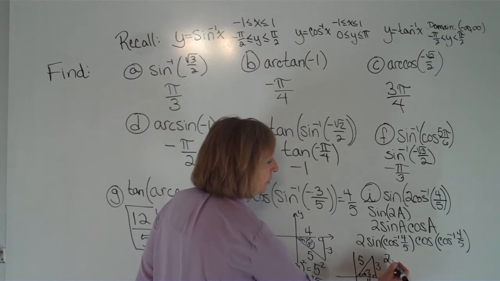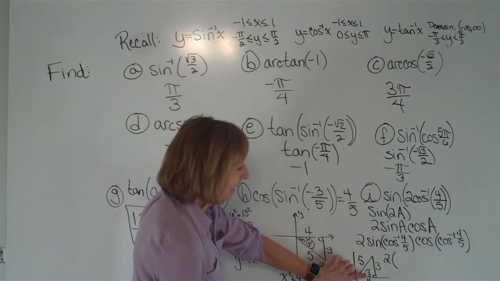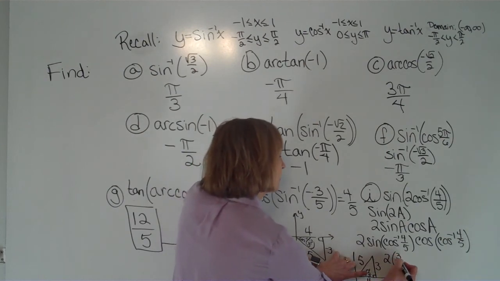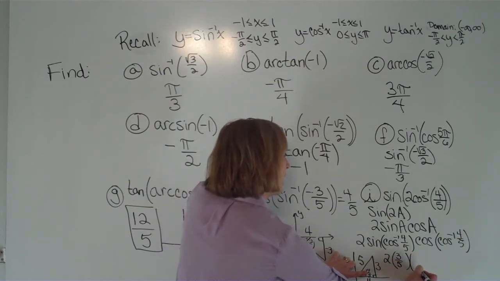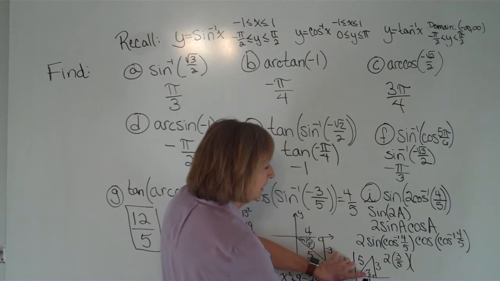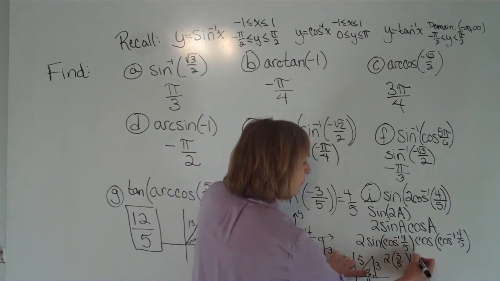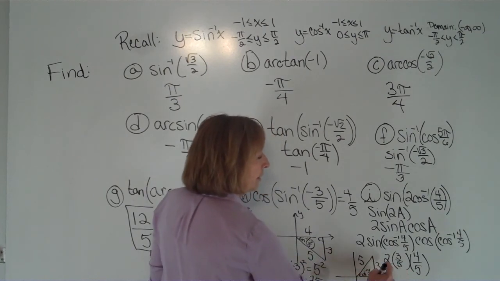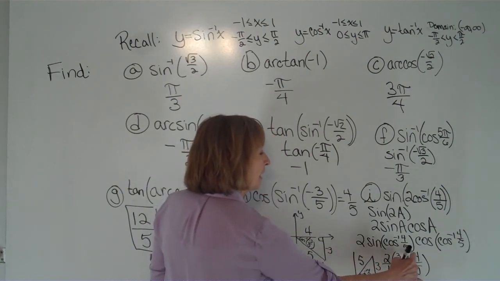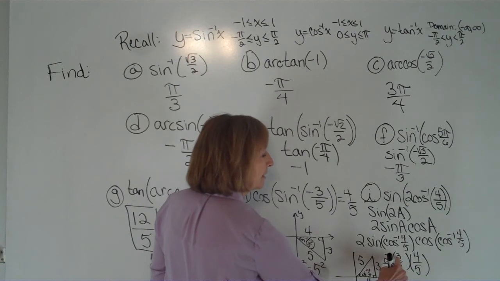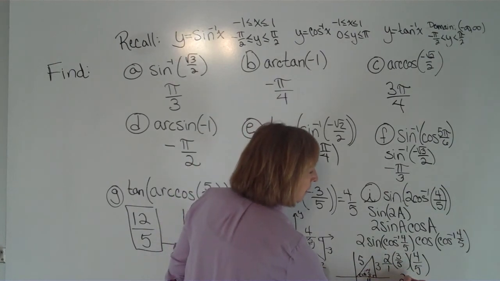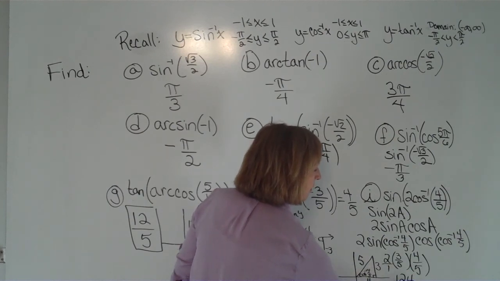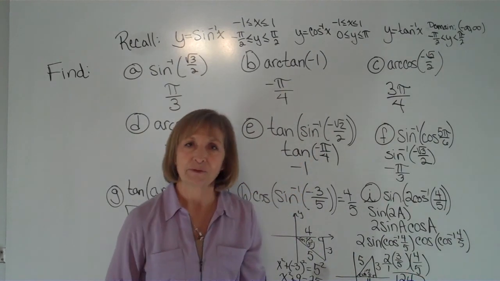So this is 2 times the sine of this angle, which is opposite over hypotenuse, so 3/5. And then times the cosine of this angle, which is adjacent over hypotenuse, so 4/5. And when we multiply these all together, 2 times 3/5 times 4/5, well, 2 times 3 is 6 times 4 is 24, and in the denominator, 5 times 5 is 25. So we get 24/25.